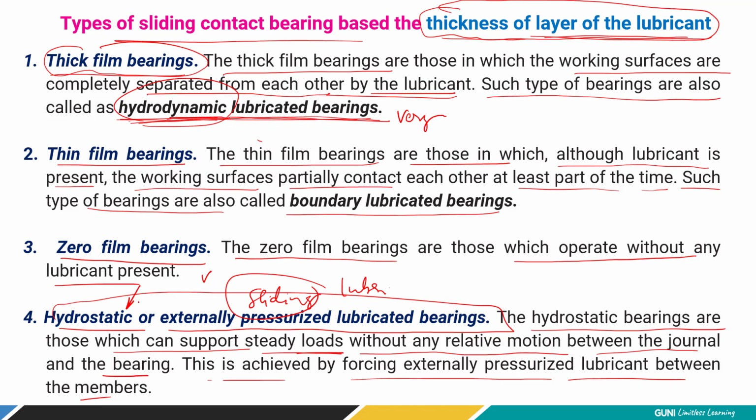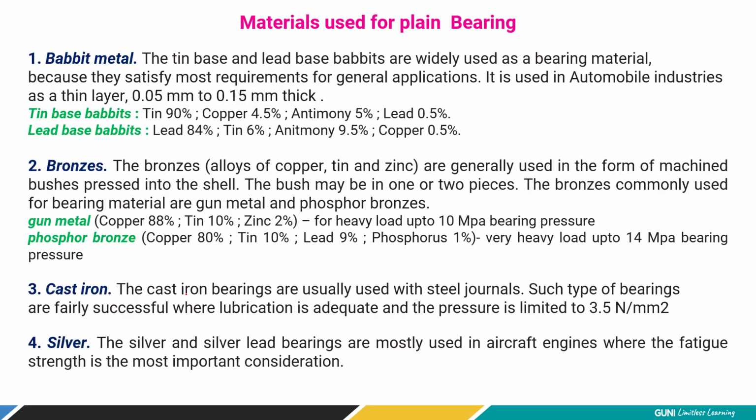But there are bearings where the lubricant is forced in with pressure. Because of that, even when the machine or the shaft is not in motion, it still supports the load. So hydrostatic bearings are those which support a steady load, meaning there is no motion, but the load is still acting and it still tries to separate the shaft and the bearing. That is only possible by forcing externally pressurized lubricant between the members. This kind of bearing is referred to as a hydrostatic bearing.